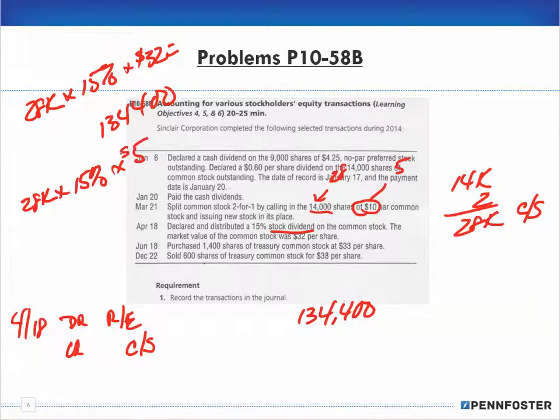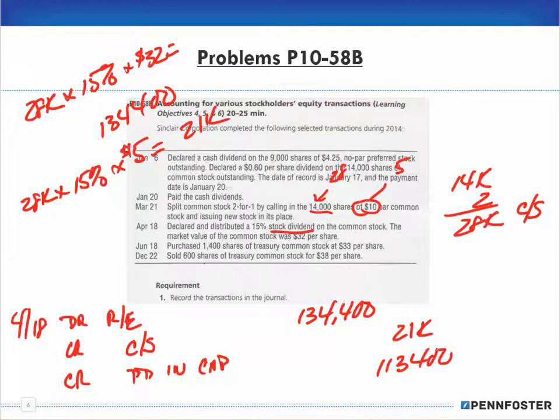So our par value is 5 now, so 28,000 times the 15% stock dividend times the new par value of $5 is $21,000. So I'm going to credit common stock for $21,000, and the difference between the two is my paid-in capital in excess of par. Right, the difference between $134,400 and $21,000 is $113,400. Right? So that's my journal entry for April 18th. So pause the video and write that down.